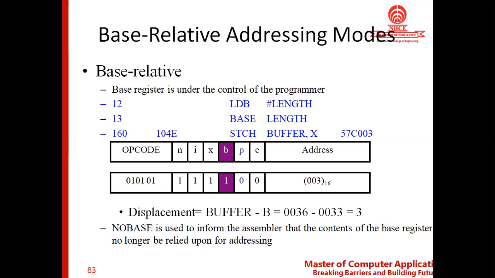The BASE assembler directive is used to assign the value for the base register, whereas when you use NOBASE in your program, it is used to inform the assembler that the base register is not going to be used. So the content of the base register will no longer be used for addressing purposes. That is the purpose of NOBASE, whereas BASE represents that the base register is assigned with a value.